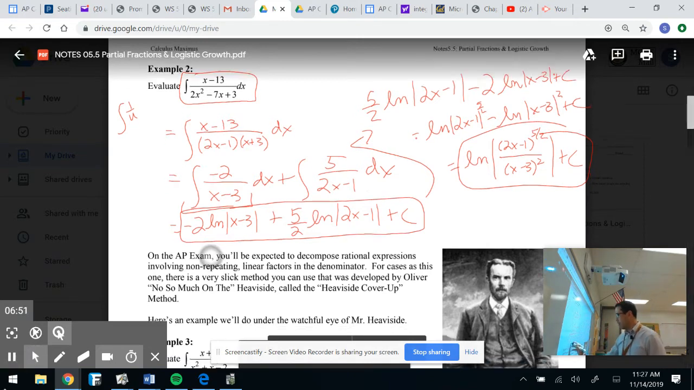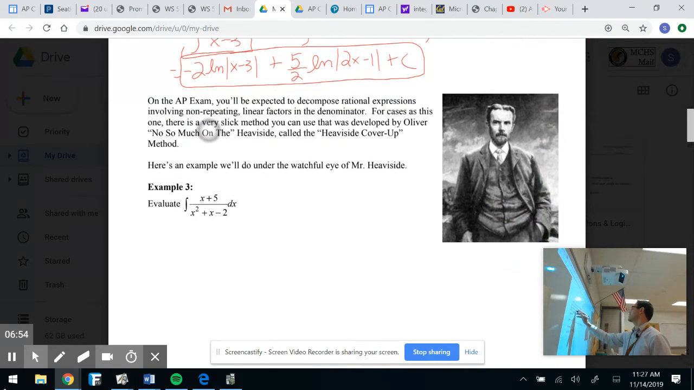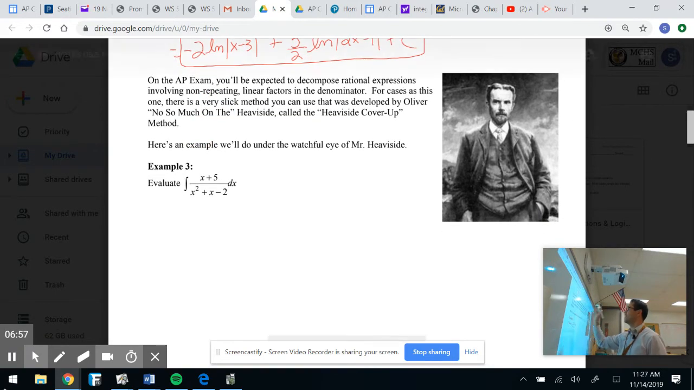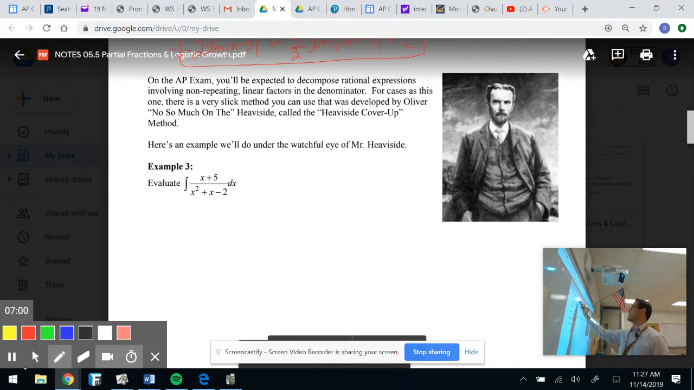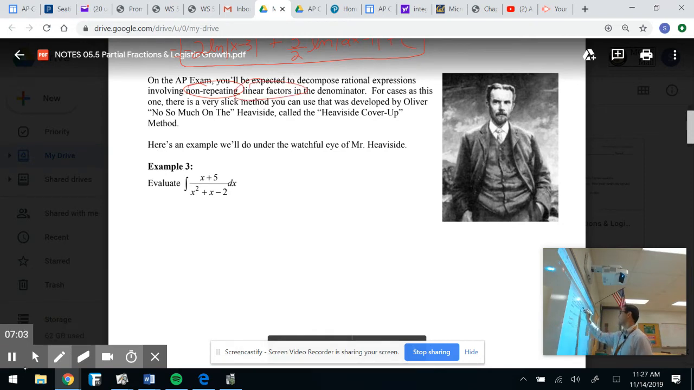All right. So on the AP exam, you'll be expected to decompose rational expressions involving non-repeating linear factors in the denominator. For cases such as this, there is a very slick method you can use that was developed by Oliver Heaviside, called the Heaviside cover-up method. All right, so this guy is looking pretty chill. Dudes, I hope when they take my black and white photo, I look that chill.